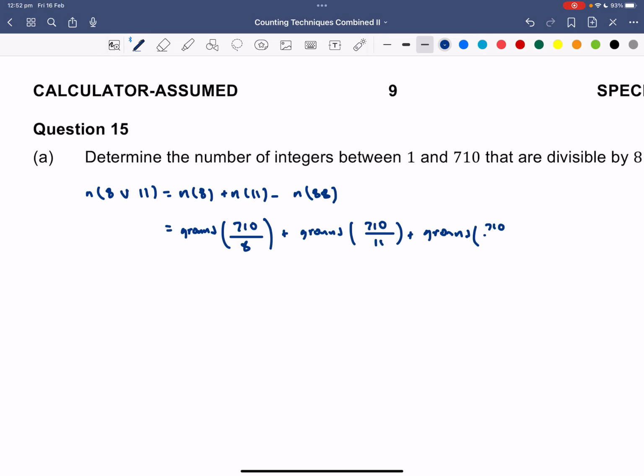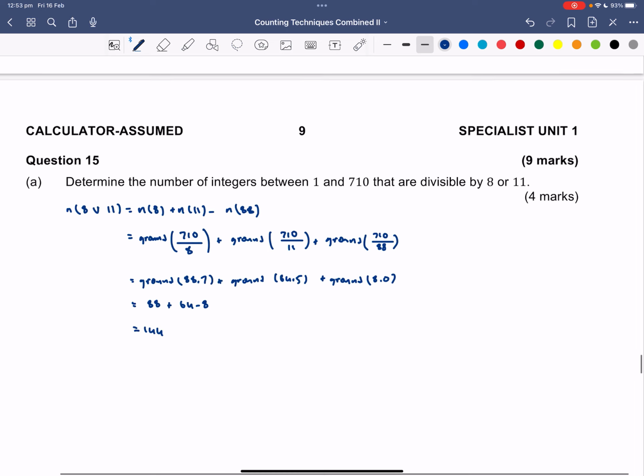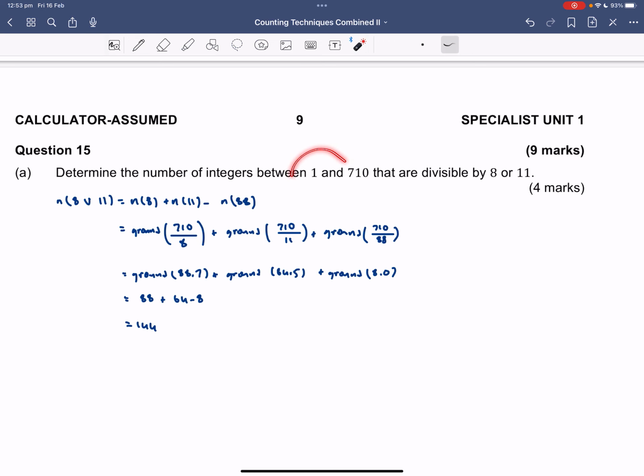So now 710 divided by 88. Just so you understand, this one is the floor of something like 88.7. This one is the floor of 64.5. And this one, if you divide it, is like 8.0 something. So floor means round down, okay? If it's a whole number, you keep it where it is, but otherwise you round down. So it's basically 88 plus 64, take 8, which adds up to 144. So there are 144 integers between 1 and 710 that are divisible by 8 or 11, okay?